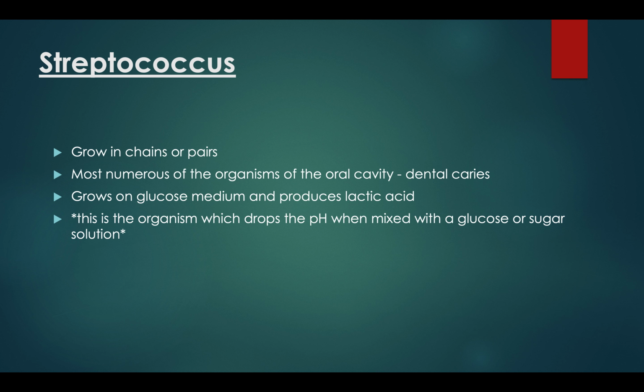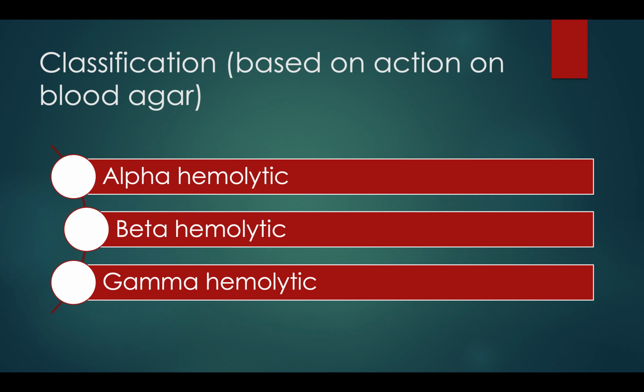So you can sometimes get a question on which of the following organism, when put in a glucose or sugar solution or medium, drops the pH. The solution drops the pH and it becomes acidic. Then the answer is going to be Streptococcus because it produces lactic acid from glucose. It has got an enzyme called glucosyl transferase. We're going to see it in the next slide.